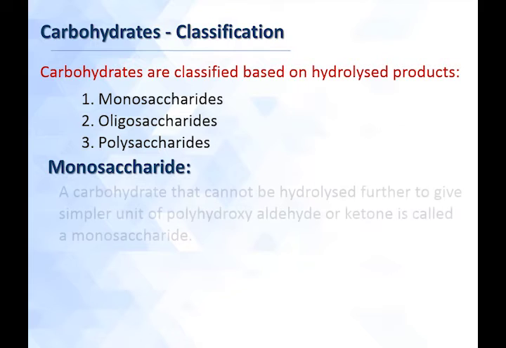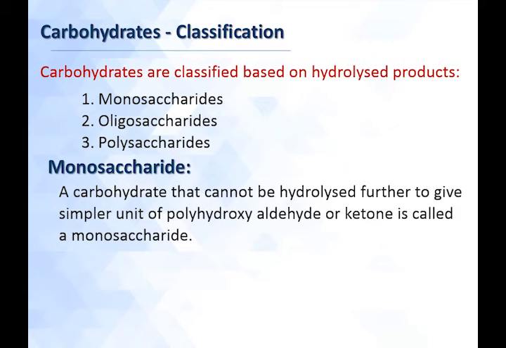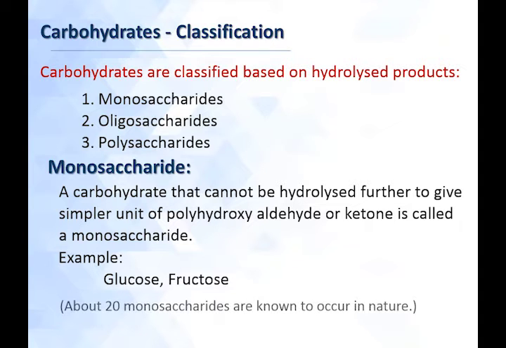Monosaccharides. A carbohydrate that cannot be hydrolyzed further to give simpler unit of polyhydroxyaldehyde or ketone is called a monosaccharide. For example, glucose and fructose. About 20 monosaccharides are known to occur in nature.